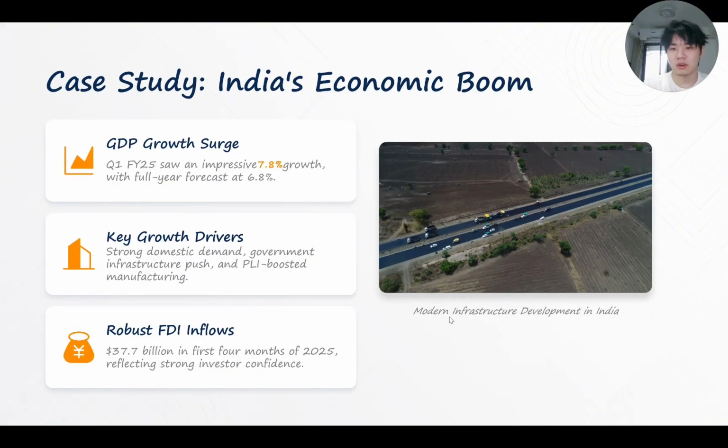Now let's look at our case study, India. India has experienced a significant economic boom recently, with a GDP growth rate of 7.8% in Q1 of FY25. This growth is driven by strong domestic demand, government infrastructure spending, and a booming manufacturing sector, supported by healthy FDI inflows.